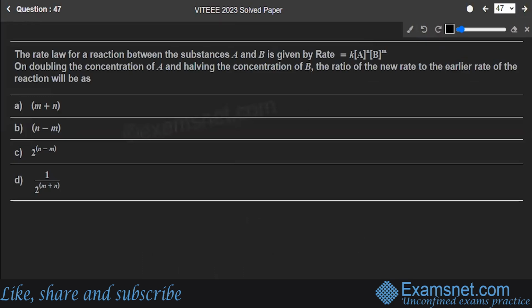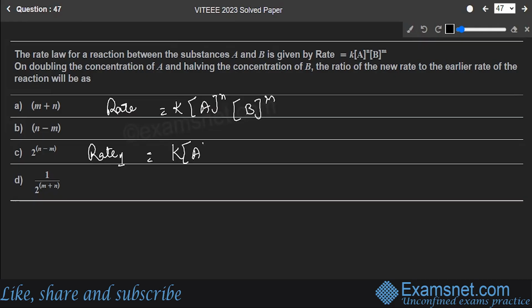The rate law for a reaction between the substances A and B is given by this. On doubling the concentration of A and halving the concentration of B, the ratio of the new rate to the earlier rate of the reaction will be. So you are given that this is rate given as K into concentration of A power m, concentration of B power n.